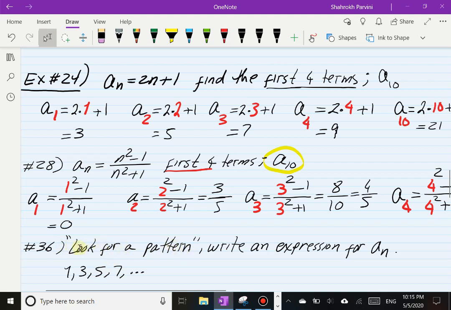The exercise reads, look for a pattern and write an expression for a sub n, the nth term. Now, for these exercises in this segment, folks, you really have to look for a pattern. Okay, so there's no formula. Can you give me a formula to do this? No, we don't have a formula.